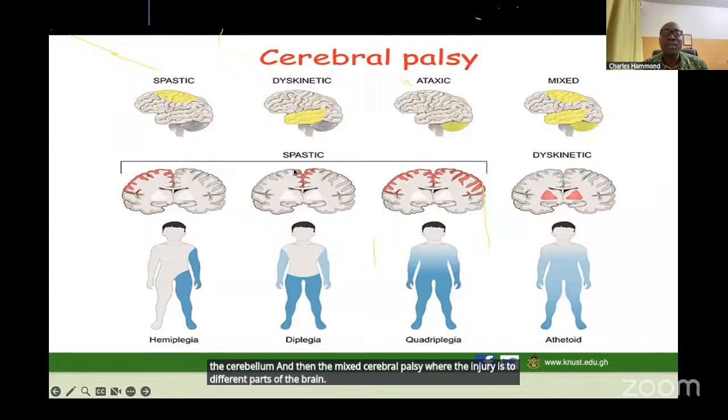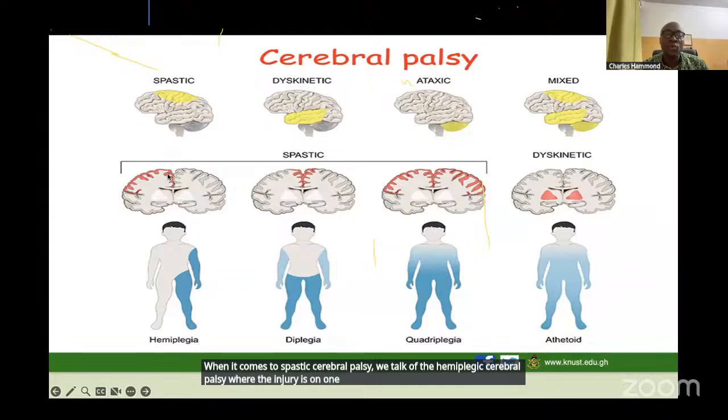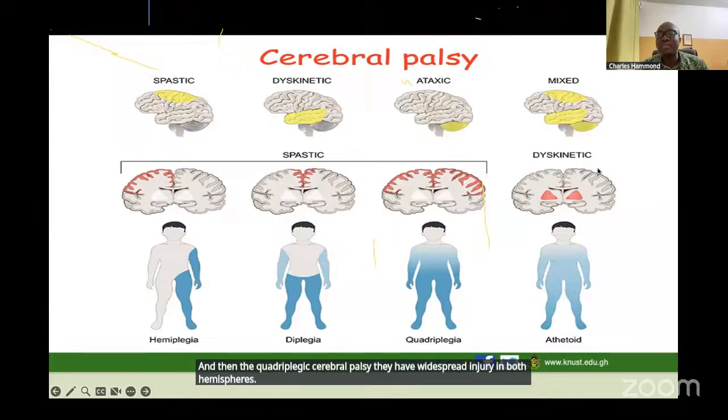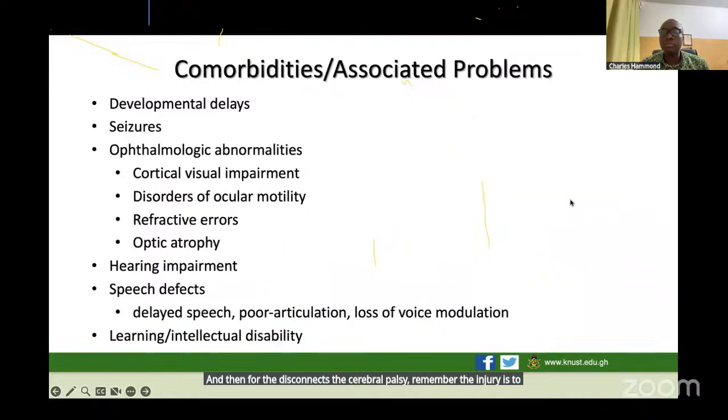When it comes to the spastic cerebral palsy, we talk of the hemiplegic cerebral palsy, where the injury is on one side of the cortex, or focal pathology. Then the diplegic cerebral palsy, the injury is usually in the midline, periventricular, around the ventricles. And then the quadriplegic cerebral palsy, they have widespread injury in both hemispheres. And then for the dyskinetic cerebral palsy, remember the injury is to the basal ganglia.